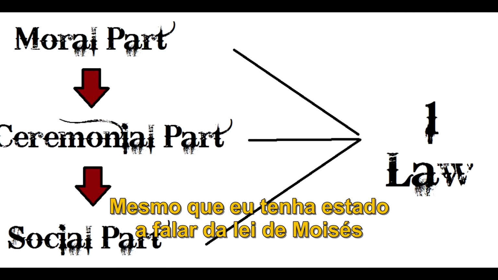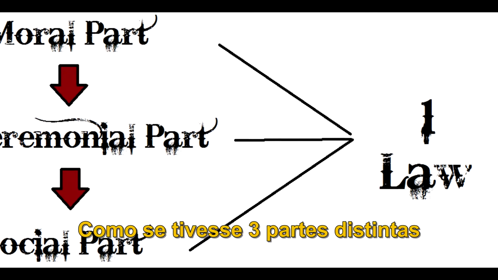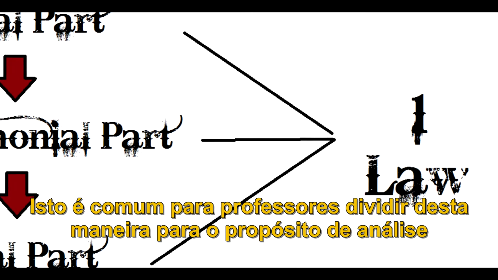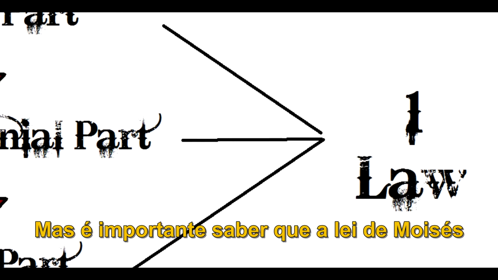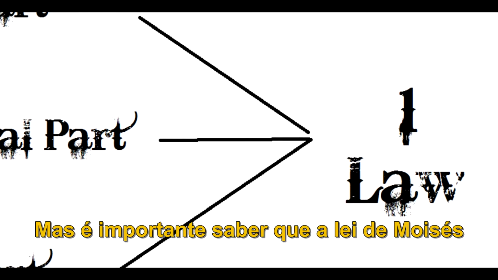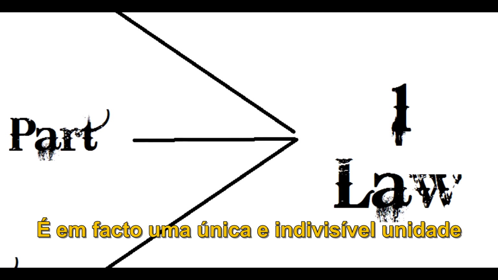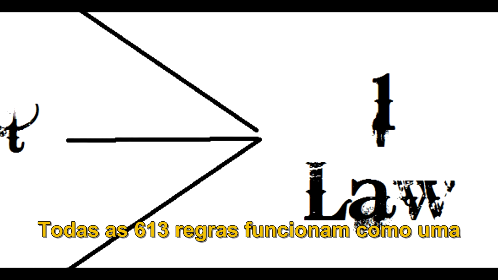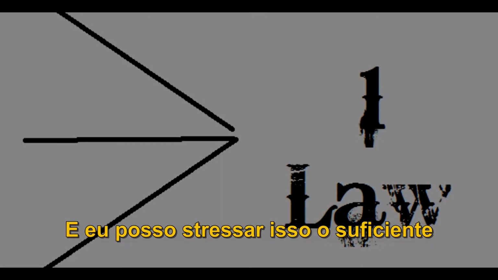And then the social part of the law would keep people right with one another and maintain a stable and harmonious society. But even though I've just been talking about the law of Moses as though it had 3 distinct parts, and although it's common for teachers to divide it like that for the purpose of analysis, it's important to realize that the law of Moses is actually a single and indivisible unit. All 613 rules functioned as one, and I can't stress that enough.